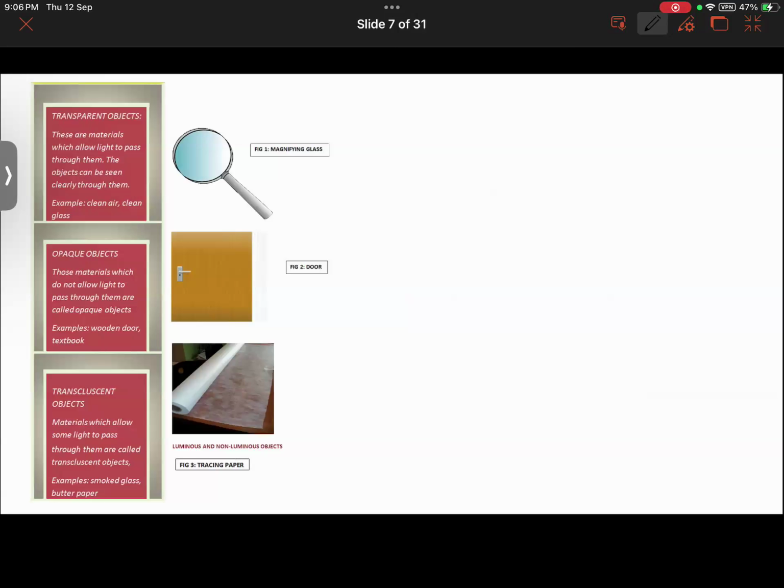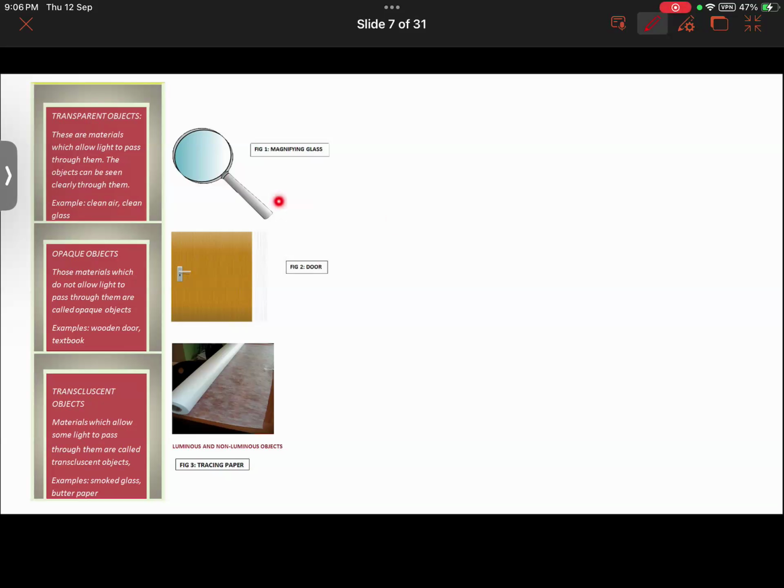Then, talking about how much light an object will allow to pass through it, or whether it will allow light to pass through at all, there are three types of materials. You have this magnifying glass, which is a transparent object. They allow light to pass through them, so objects can be seen through them very clearly. Examples are clean air, clean glass, or this magnifying glass.